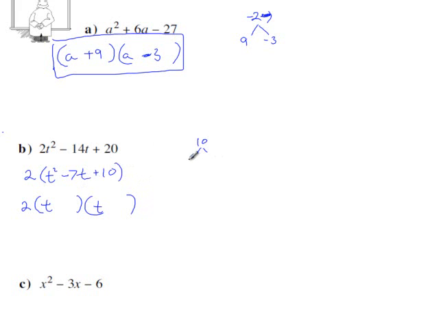So I could try, I know negative 1 and negative 10 won't work, so I could try negative 2 and negative 5. Negative 2 plus negative 5 is negative 7. Great. So your two factors are negative 2 and negative 5. And that's done.